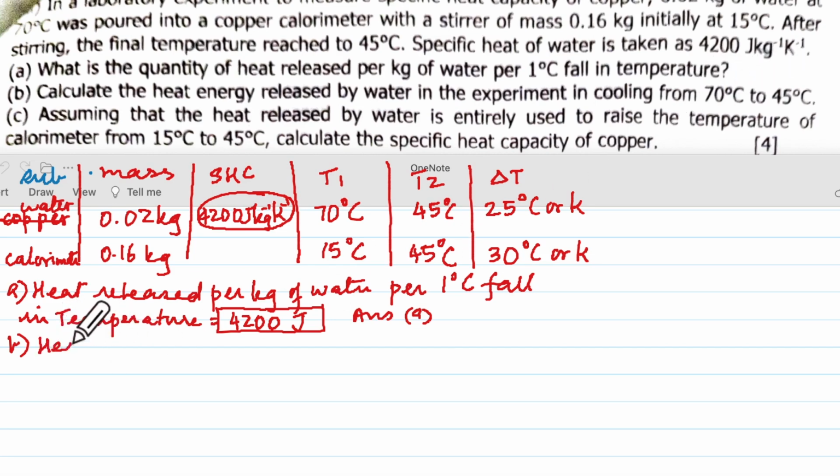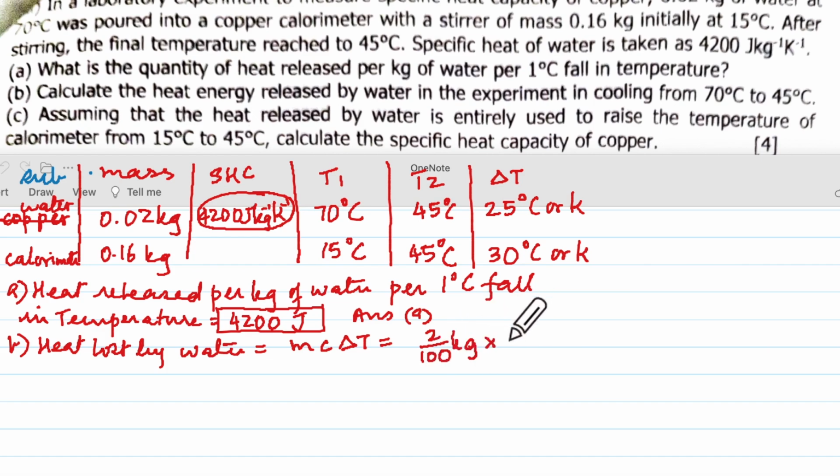So heat released means heat lost by water is going to be mc delta T, is the formula. How much is the mass of water? 2 upon 100 kg, multiplied by SHC, which is 4200 joule per kg per Kelvin, into delta T, which is 25 Kelvin.